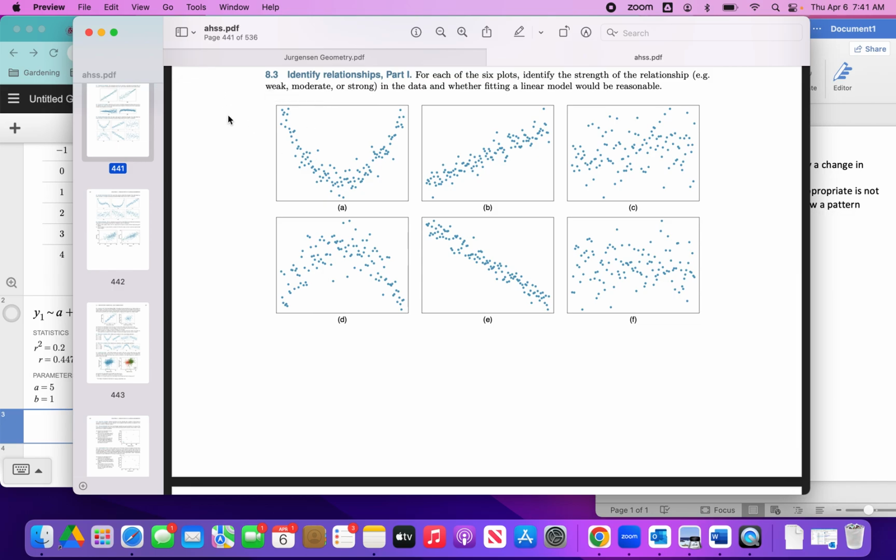Something like this. A, you would just say strong relationship, not linear. B, strong relationship and linear. C, weak if any relationship. Maybe linear, I don't know. It's weak. It's hard to say. Okay, go from there.